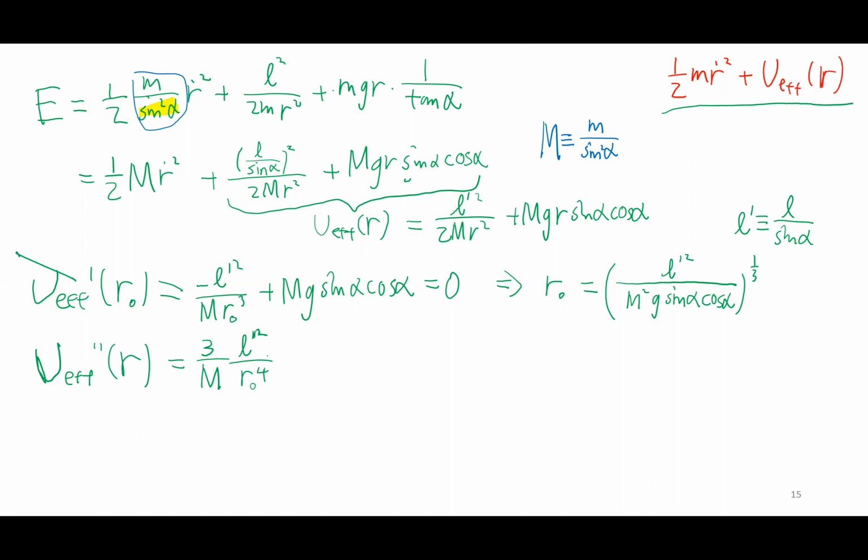So clearly this is always positive, right? Now, if you want, you can also substitute the value r naught over here, so that we show that we do have this stable circular orbit. And now if I'm going to find the frequency of the oscillation, this is the same formula that I just need to use.